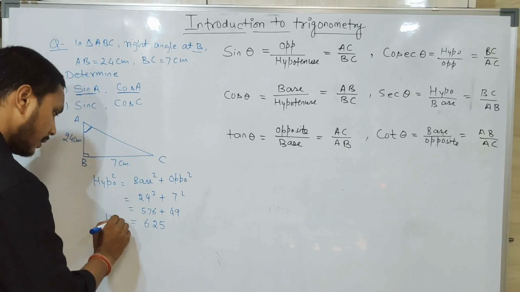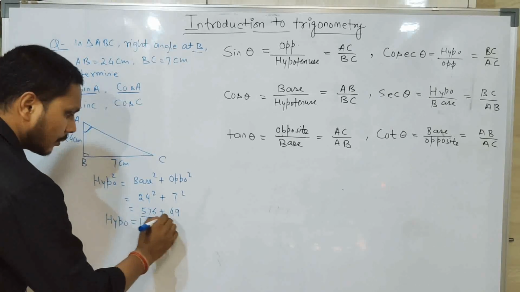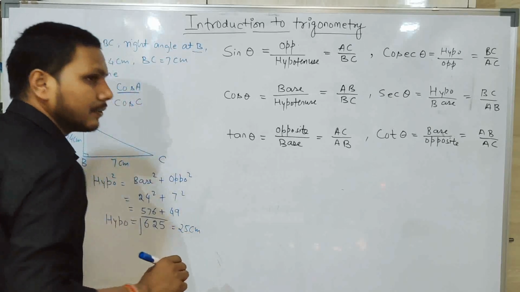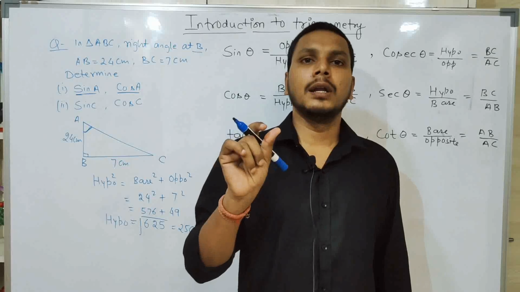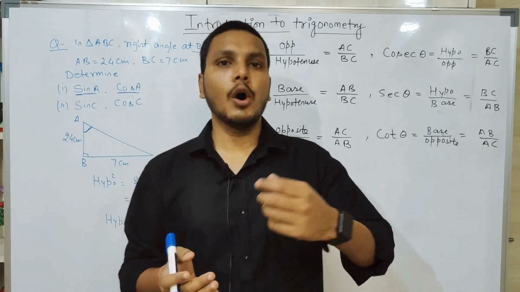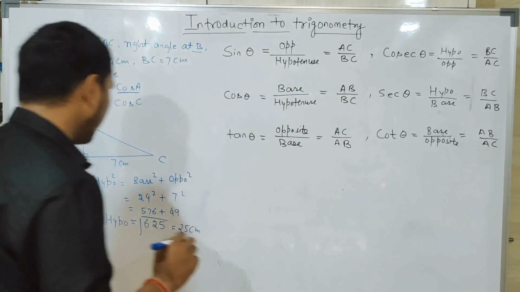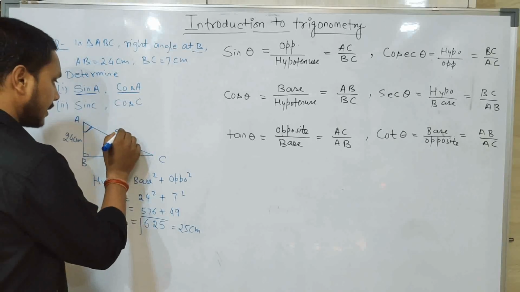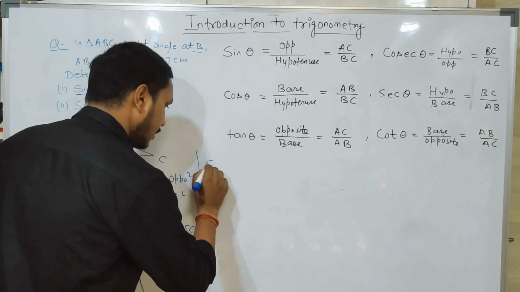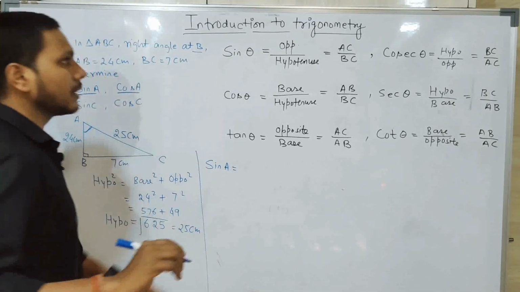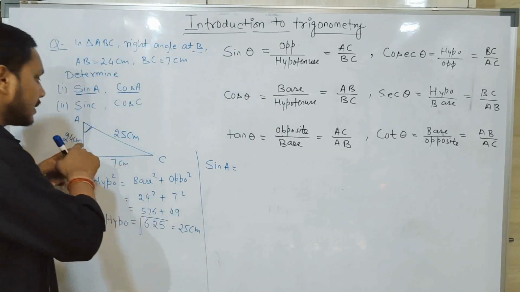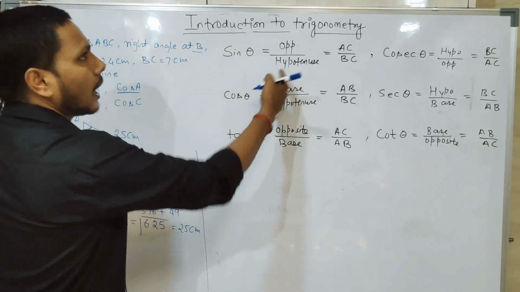And here hypotenuse square, so we write as a hypo, so here root 625, which directly equals 25 centimeter. And you know that hypotenuse is the largest side in a right angle triangle, meaning largest among base, opposite and hypotenuse. Okay, now we get 25 centimeter, which is hypotenuse. Now we need to find sin A and cos A. Now we know that sin A is opposite upon hypotenuse. So first of all, which side is opposite and which one is hypotenuse?